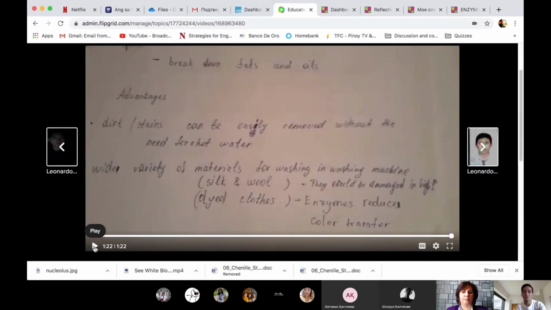Blood contains protein, so the protease enzyme can break down the protein into amino acids, which can be dissolved in water. Okay, so it's good. And he also mentioned that for dyed clothes, there are enzymes which can reduce color transfer. So for example, you have two clothes, one is blue, one is red. There is an enzyme that will prevent the mixing of the colors between the two clothes. So for me, this one is a good one. You just need to be livelier in the way that you talk.